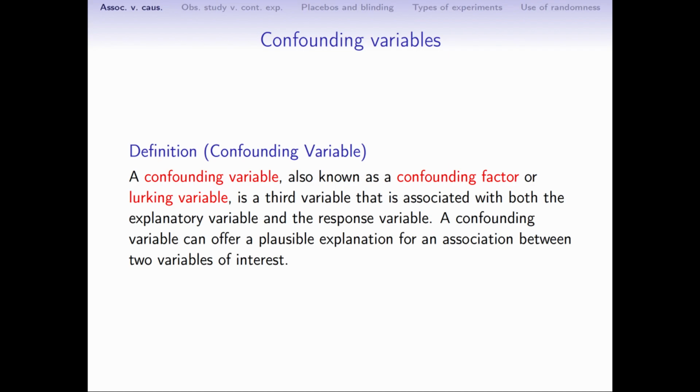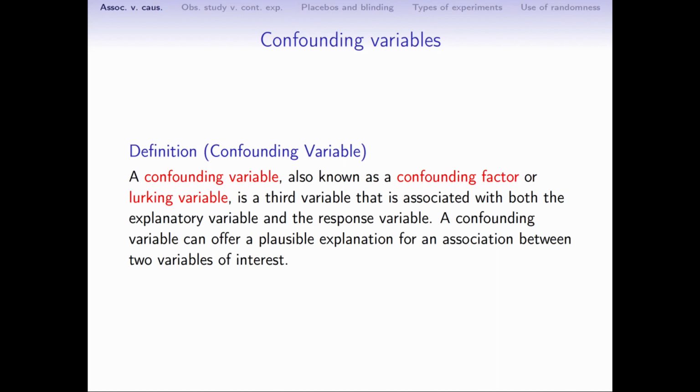So let's take a look at this definition. A confounding variable, also known as a confounding factor or as a lurking variable, is a third variable that is associated with both the explanatory variable and the response variable. So a confounding variable can offer a plausible explanation for an association between two variables of interest.